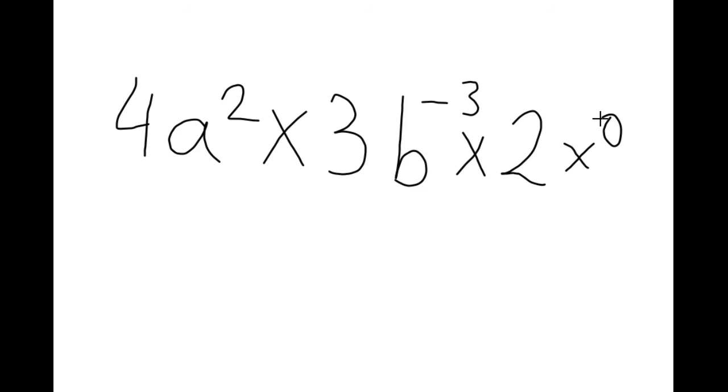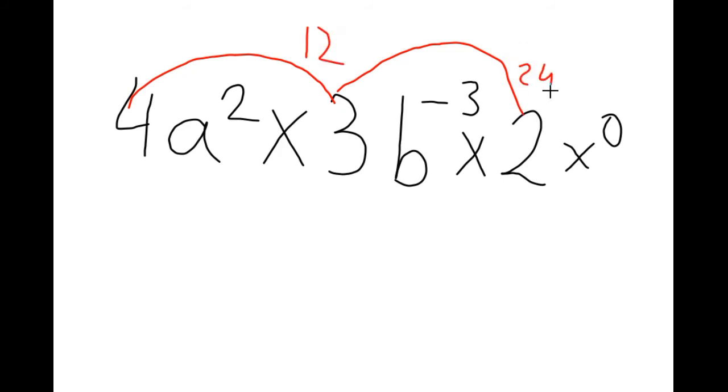Now what we will do is we will multiply the numbers with the numbers, and if you remember the rule that the negative power will cause the base to become the denominator, like it becomes the reciprocal. So the first step is to multiply the numbers. 4 times 3 times 2: 4 times 3 gives us 12, times 2 gives us 24.